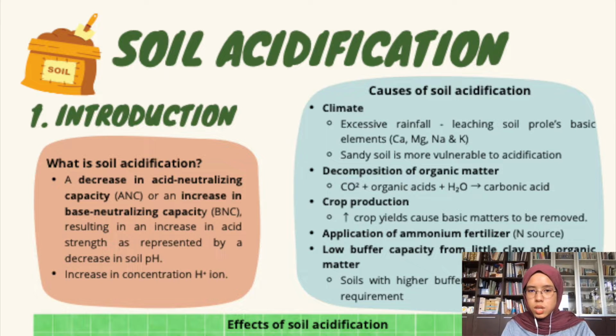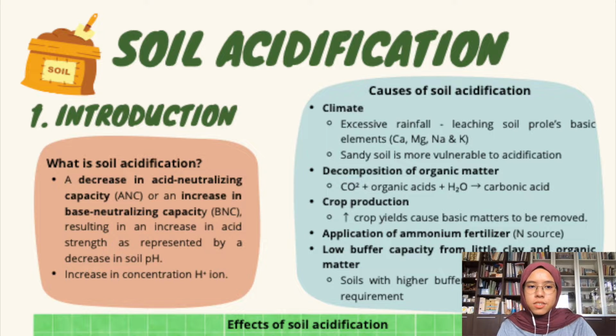The next cause is crop production. High crop yields cause basic matters to be removed, and this is because crops absorb the lime-like elements as cations for their nutrition. So when these crops are actually harvested and removed from the field, some of the basic materials responsible for counter-reacting acidity is lost.